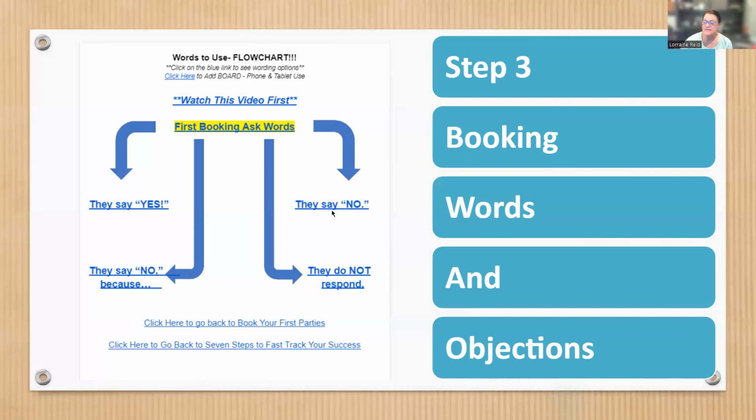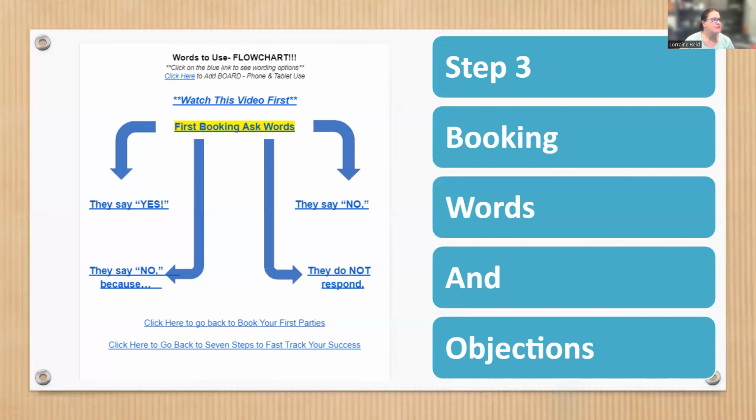You click this box. This box is going to say, when you get a no, this is how you respond. When you get a yes, this is how you respond. When you get a no because, this is how you're going to respond. And when they don't respond, this is what you're going to say. So you guys have a very powerful resource sitting right here. Sometimes it's just a matter of, where do I find this, right? And that sometimes can be where the trick lies.